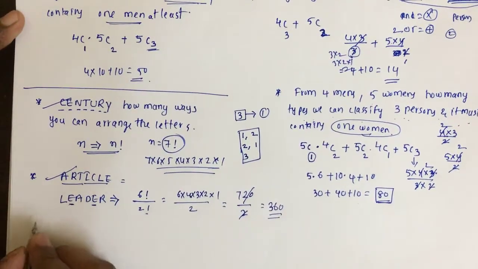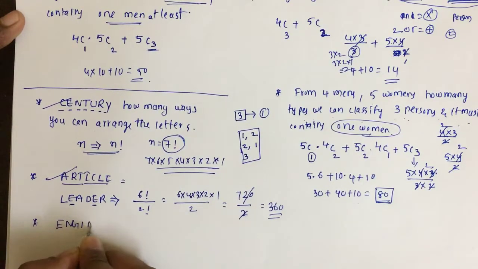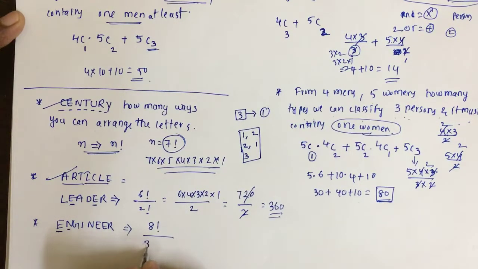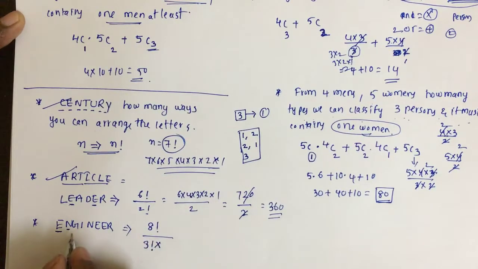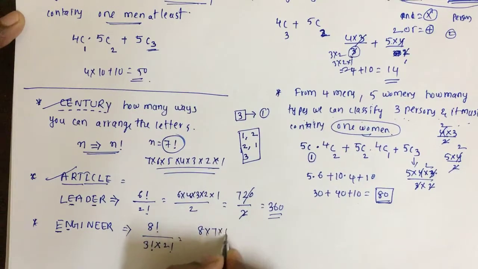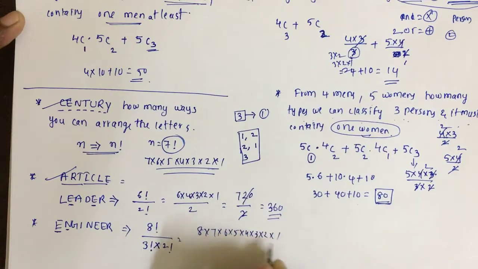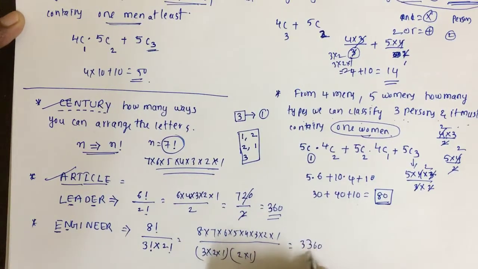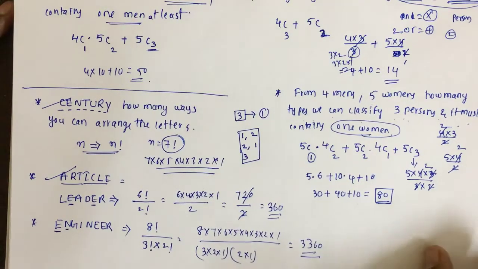Okay. And then we have "engineer". In this engineer, the letter E is repeating as well as the letter N. Total how many letters are there? 8 letters. 8 factorial divided by, the letter E is repeated thrice, means 3 factorial, and then the letter N is repeated 2 times, then 2 factorial. So if you do the answer, 8 × 7 × 6 × 5 × 4 × 3 × 2 × 1 divided by 3 × 2 × 1 and 2 × 1, the answer will come out to be 3360. Okay. So these are not that difficult problems, but you need to remember what things to do.